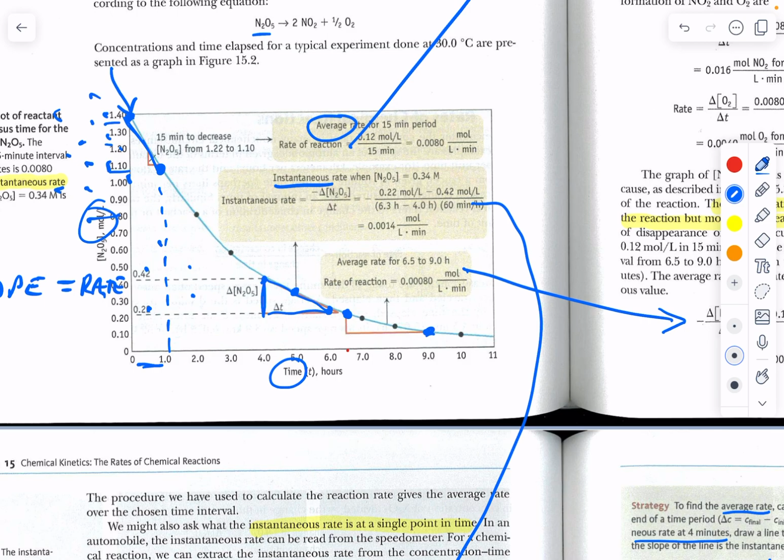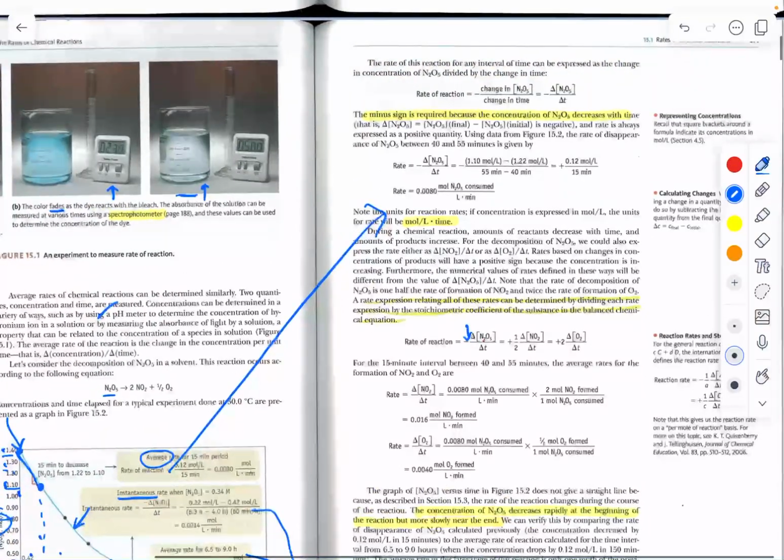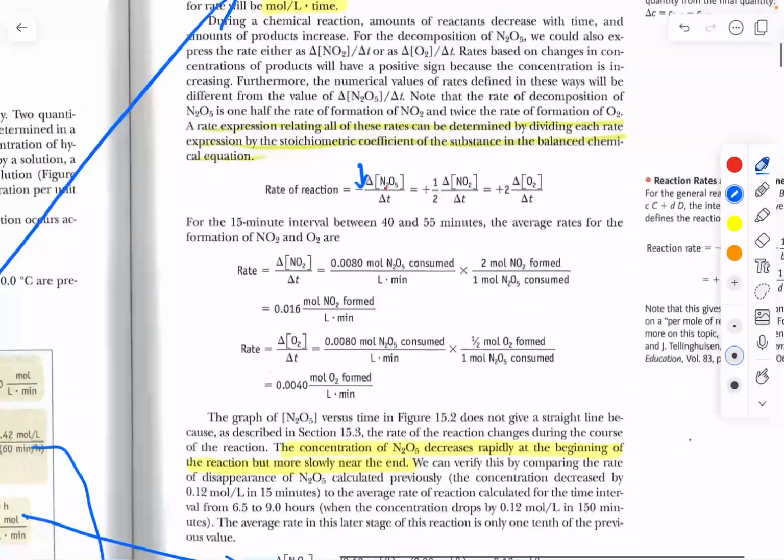Now, better yet, you could use the methods of calculus, and if you knew the equation of this curve, it's probably an exponential, perhaps. If you knew the equation, you could take the first derivative of that, and the first derivative would be the rate at this particular point. So you can see that these calculations are fleshed out in greater detail.